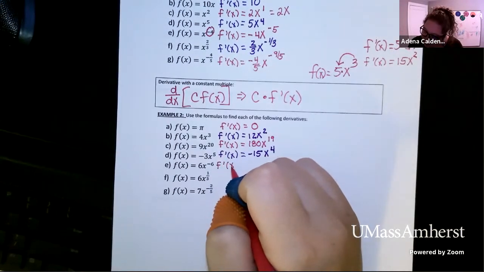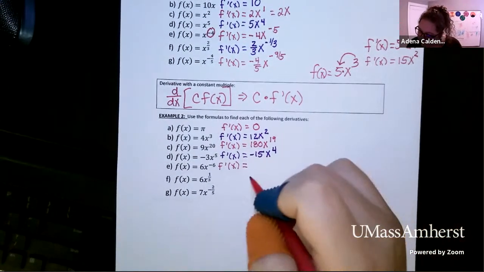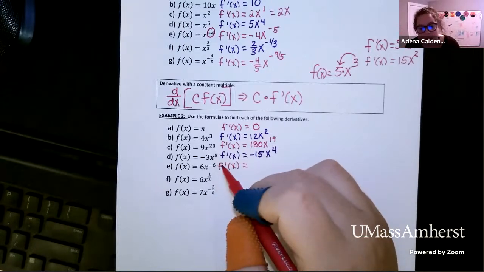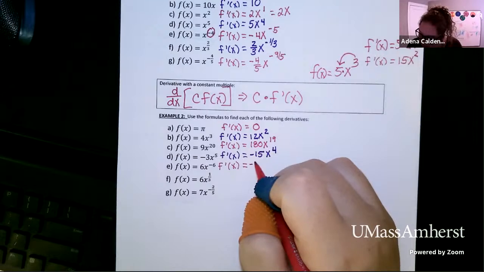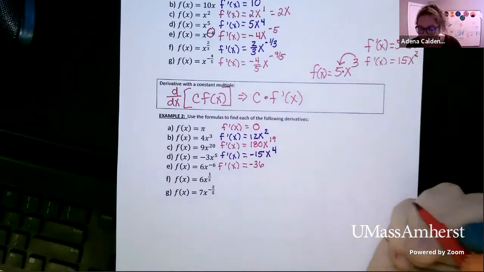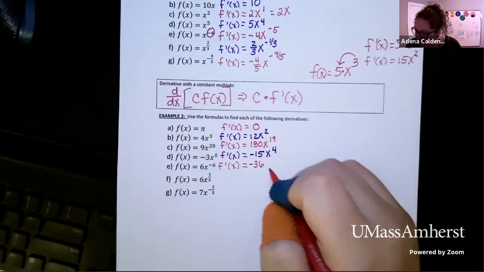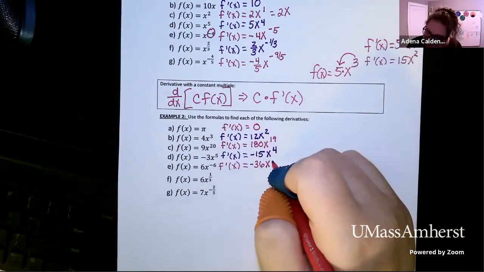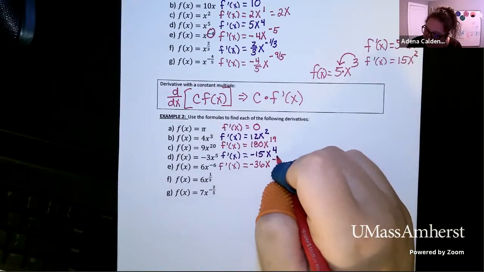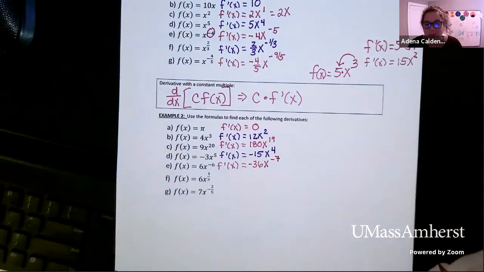For part E, we have 6x to the negative 6. So the negative 6 comes down to multiply the positive 6, and we get negative 36x. And then we have to subtract 1 from the power. So negative 6 minus 1 gives me negative 7.